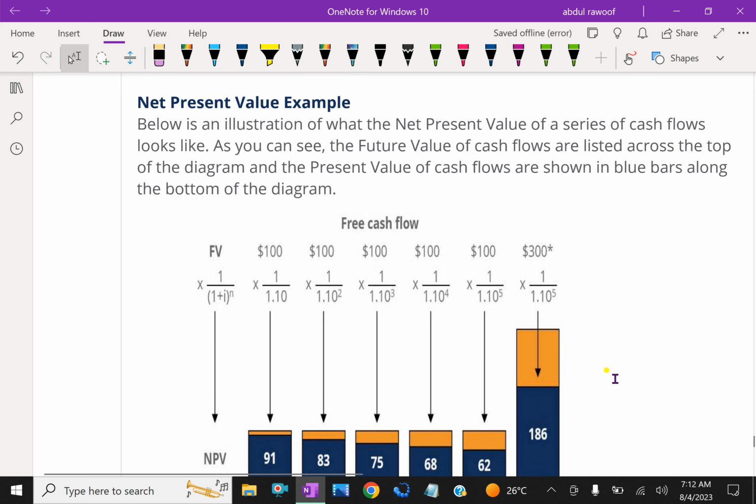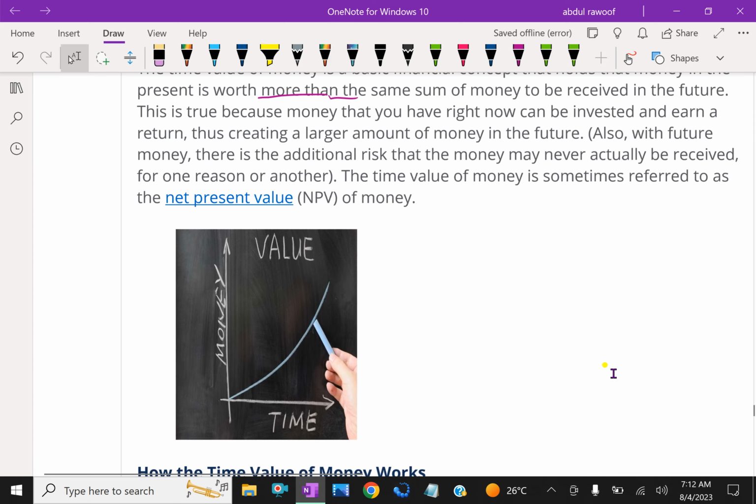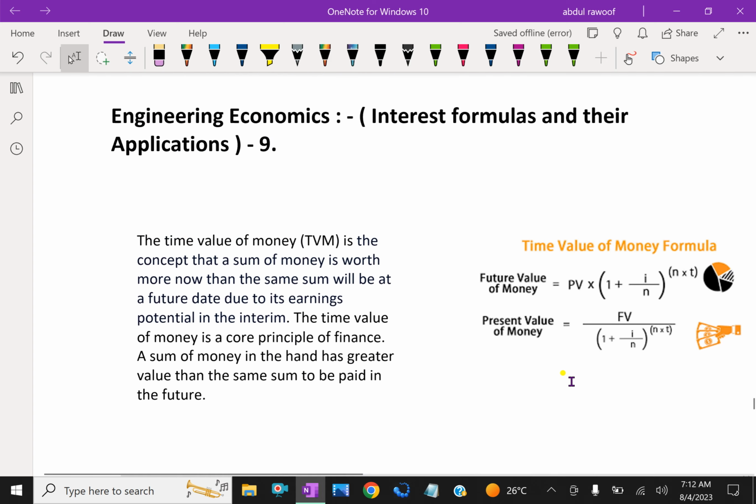So far we have discussed the present value and future value of money, as well as NPV, net present value, and what cash flow is, and the interest formula and their applications.